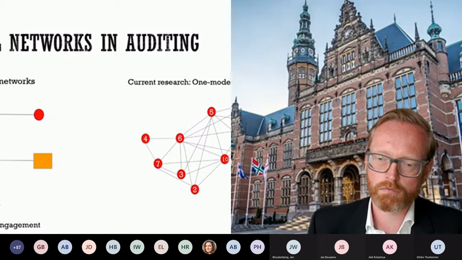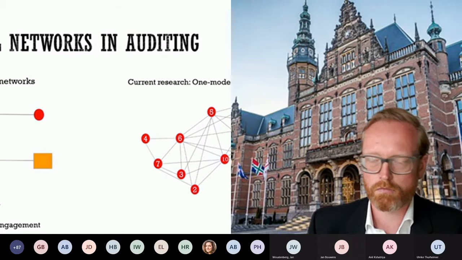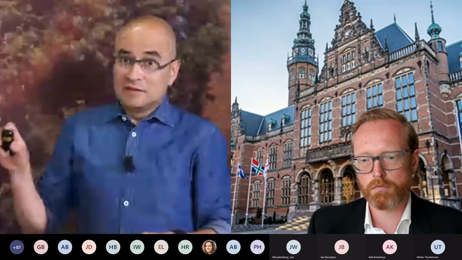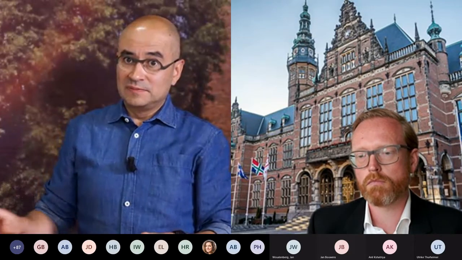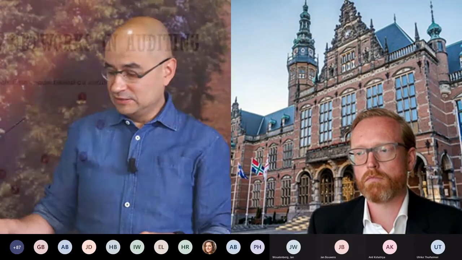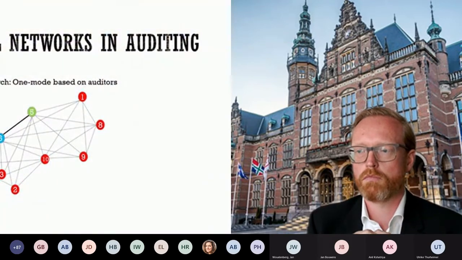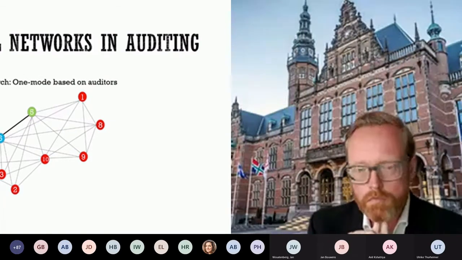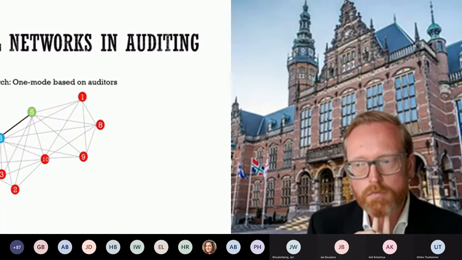And here you see, for instance, that node 6, let's say it's auditor 6, is connected to auditors 4, 7, 3, 10, and 5. So what you see here is basically the network that these auditors form. But now let's focus on node 6. What is unique in our setting is that we not only focus on the network that auditors form. So here you see that 6 has ties with 7 and 5.